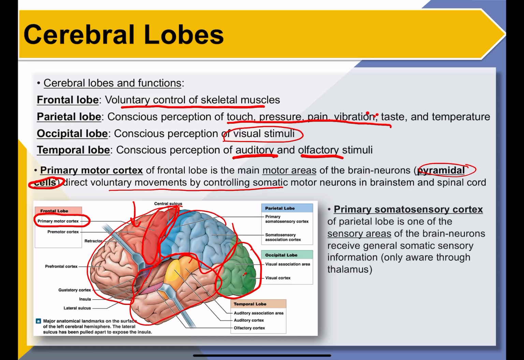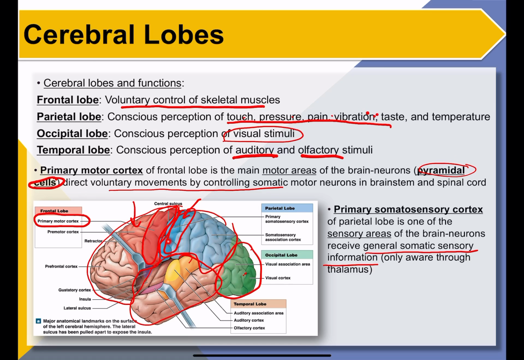The primary somatosensory cortex of the parietal lobe, this blue region right here within the parietal lobe, is one of the sensory areas of the brain where neurons will receive all general somatic sensory information. Everything that is coming in as a signal, what we talked about here: touch, pressure, pain, vibration, taste, and temperature, is coming through towards this primary somatosensory cortex.